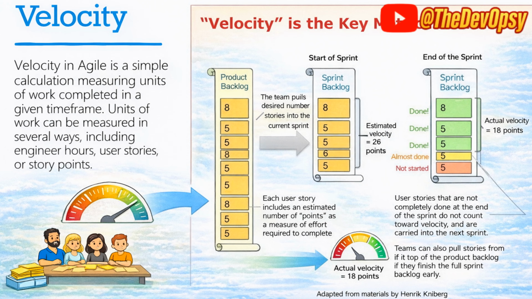So if you see, the actual velocity is 18 here and the estimated velocity is 26. That means when you started the sprint, you had this much amount of work on your plate, but your team was able to achieve only 18 points of velocity work, or 18 story points. This was your velocity of completion for that particular sprint.